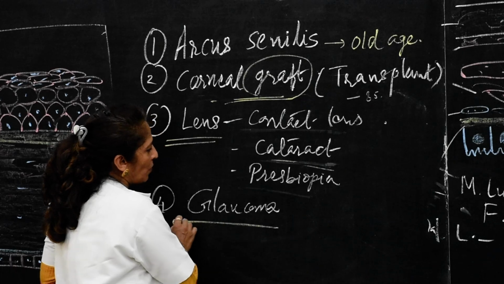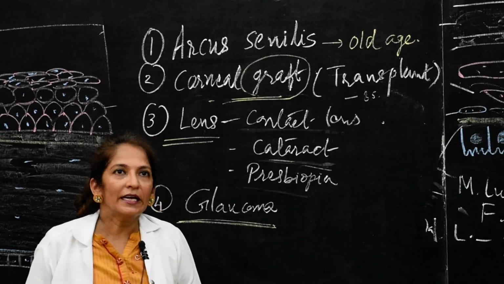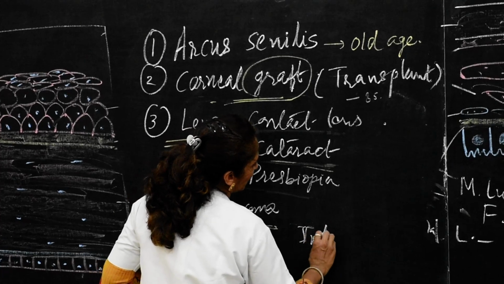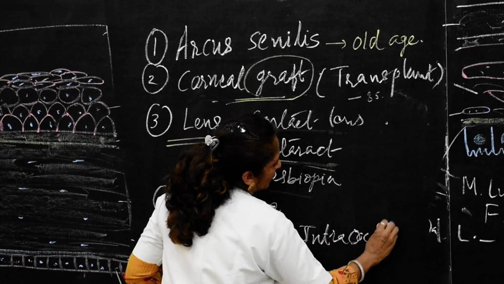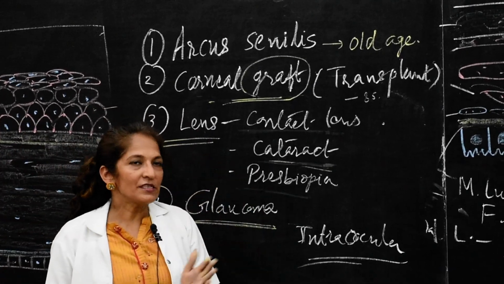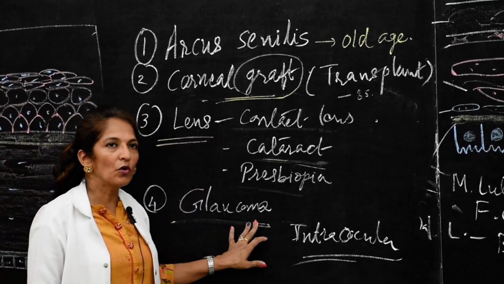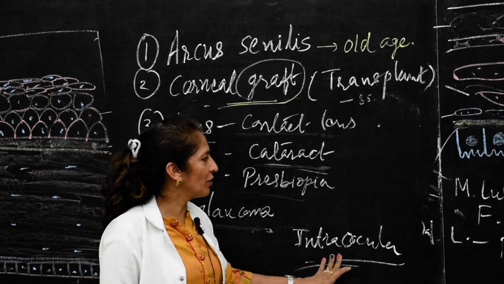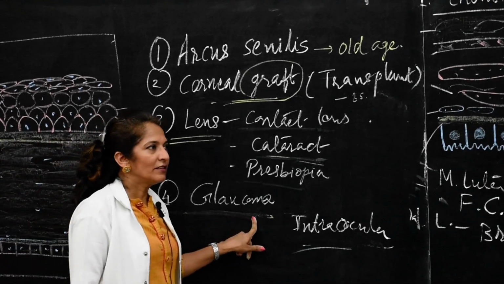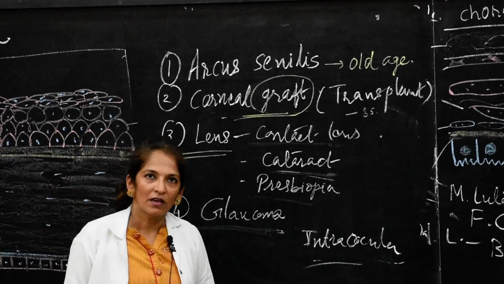The last one is glaucoma. If the drainage of aqueous humor is disturbed, that leads to increased intraocular pressure. Increased intraocular pressure leads to severe pain because it leads to pressure over the cornea as well as the retina. So that is glaucoma. Increased intraocular pressure leads to severe pain because of the highly sensitive cornea. So these are the applied aspects related to the eyeball. Thank you.